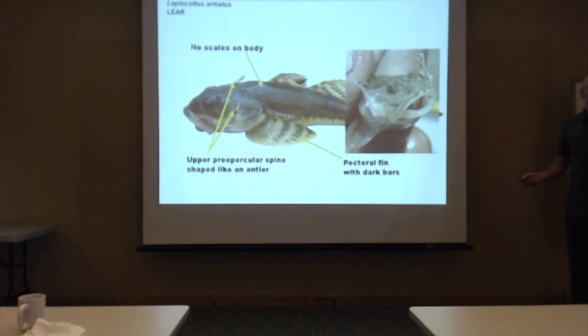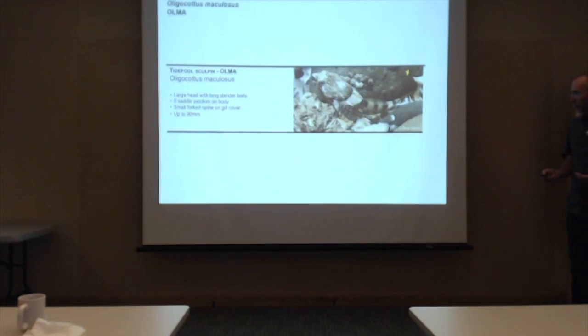Now you might get this guy, or you might get a relative. This is another type of sculpin. This is the tide pool sculpin. Now the tide pool sculpin does have a relatively large head and a slender body, but it has 5 saddle-like patches that go down the body. It also only has a very, very small spine on the gill cover, not anything that you would actually poke yourself on, to be honest.